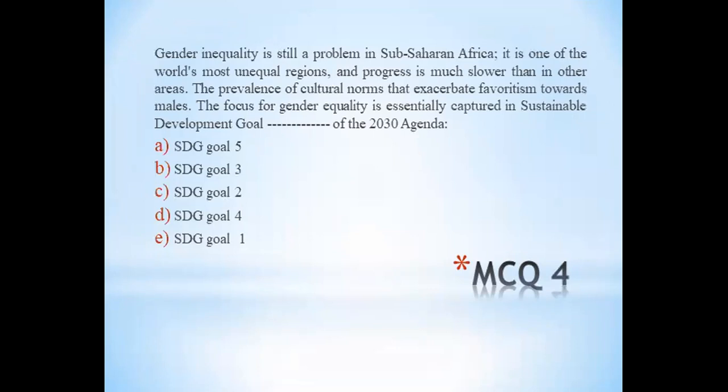MCQ 4. Gender inequality is still a problem in sub-Saharan Africa. It is one of the world's most unequal regions, and progress is much slower than in other areas. The prevalence of cultural norms exacerbates favoritism towards males. The focus for gender equality is essentially captured in a Sustainable Development Goal of the 2030 agenda. A, SDG goal 5, B, SDG goal 3, C, SDG goal 2, D, SDG goal 4, or E, SDG goal 1. D is the correct answer. Gender equality is focused on SDG 4.